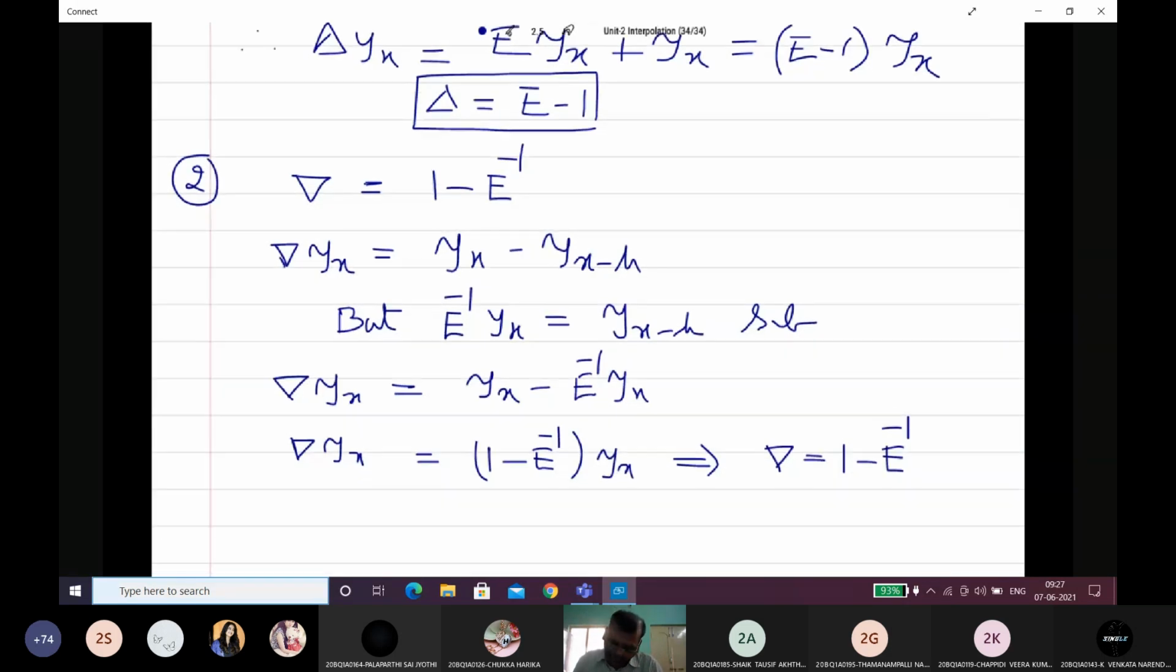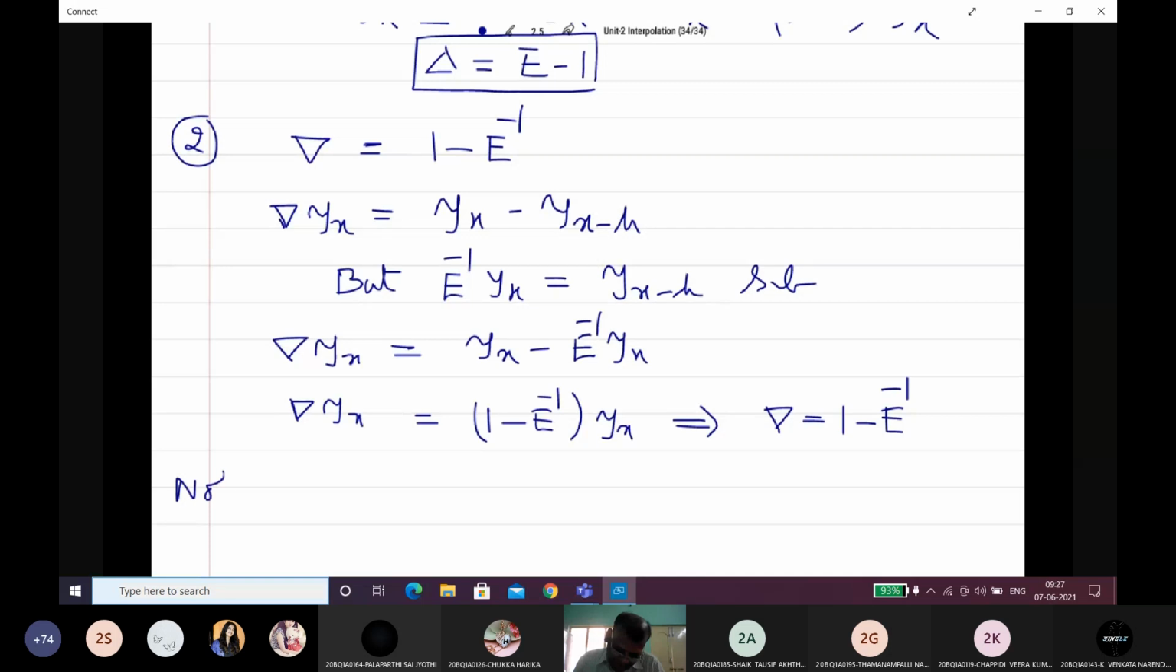If needed, note this also, to make it clearer: del is equal to 1 minus 1 by E, that is equal to E minus 1 by E. Sometimes we may write this formula also. Okay, that is the second one.